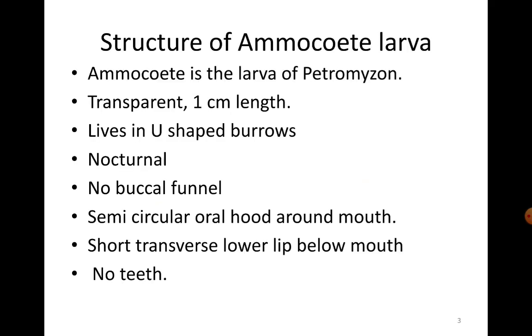Now when you look at the structure of an Ammocoete larva, we said fertilization is external, and once fertilization occurs, the eggs will hatch in about 3 weeks. They form a very minute transparent larva called Ammocoete, and this larva measures about 1 centimeter in length and is transparent.